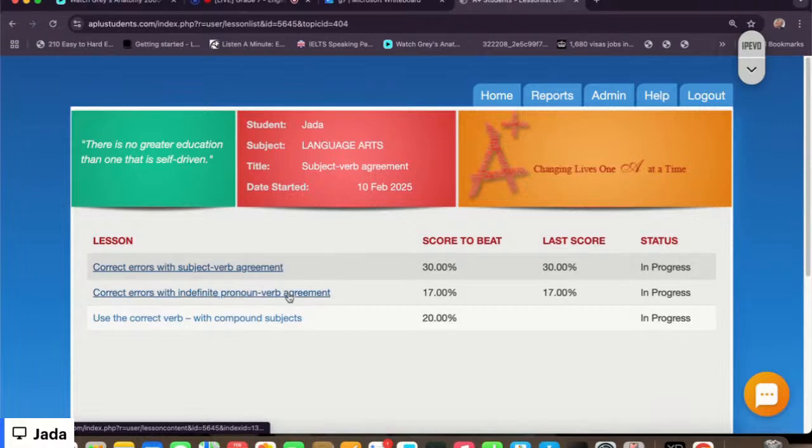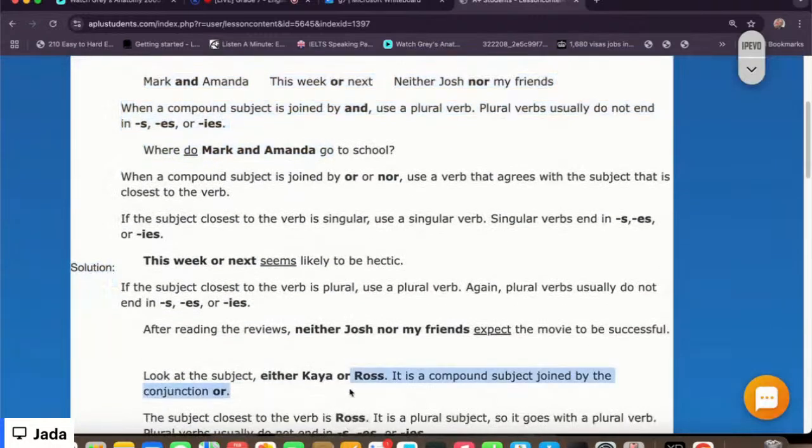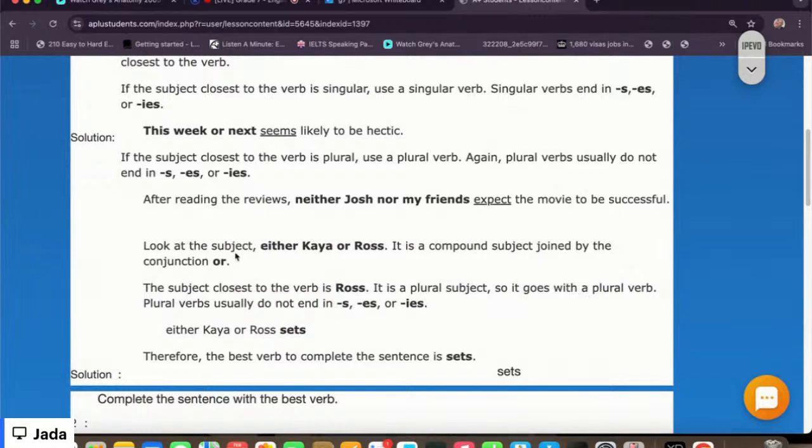So we will start. We did the first two already, so we will continue with this one. Let's look at some of these. It says to complete the sentence with the best verb. Whenever we go camping, either Kaya or Rose dash up the nets when Heather and I start the campfire. So what is the right one here? Look at the subject, either Kaya or Rose. It is a compound subject joined by the conjunction or. The subject closest to the verb is Rose, and it is a singular subject, so it goes with a singular verb. Singular verbs usually end in s or es.